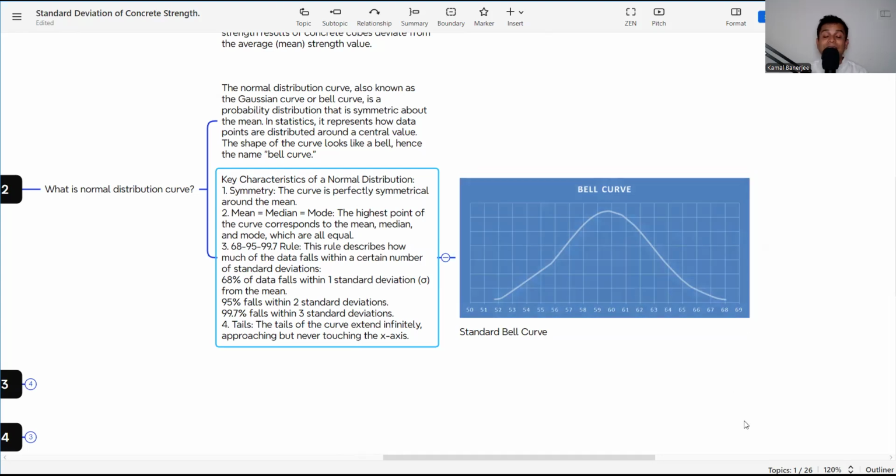If it is makes, that means it's a problem. That is where this normal distribution curve never meets the x-axis. So these are the normal distribution curves we need to prepare when we are preparing the standard deviation of the cube, because with this we need to know how much my characteristic strength is.